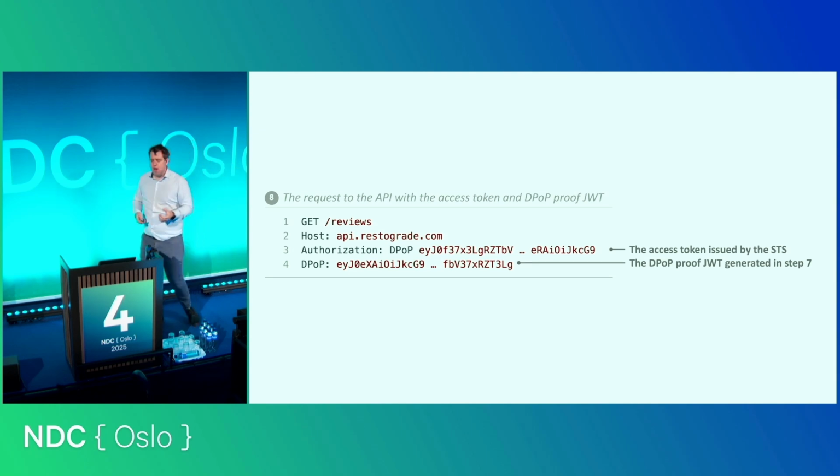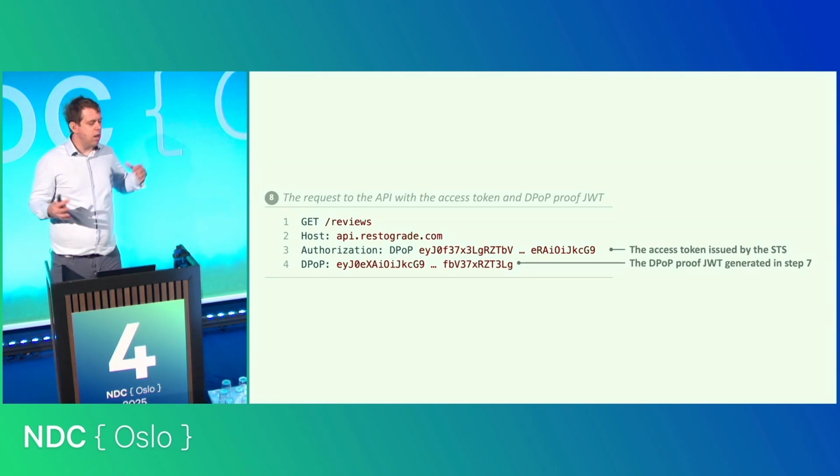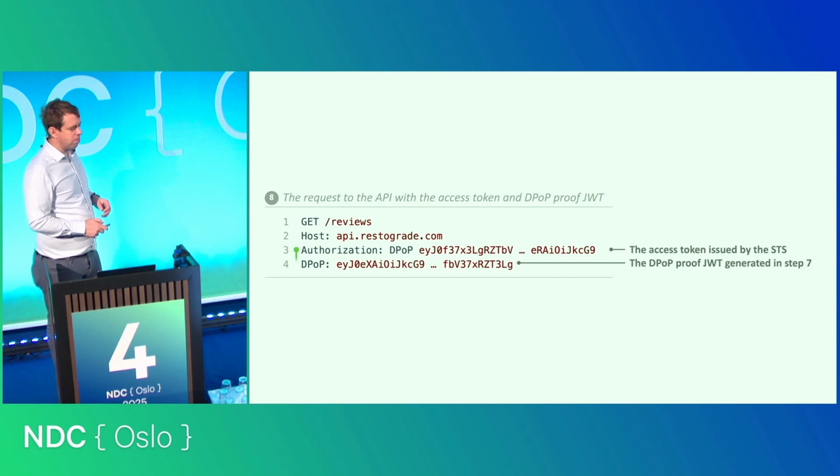Line 3 shows you the authorization header. It's no longer a bearer token, but it's a DPoP token, a sender constraint token. And that's a way to inform the API that this is supposed to be a DPoP-based token, and the API will check all of the necessary things in practice. All right?